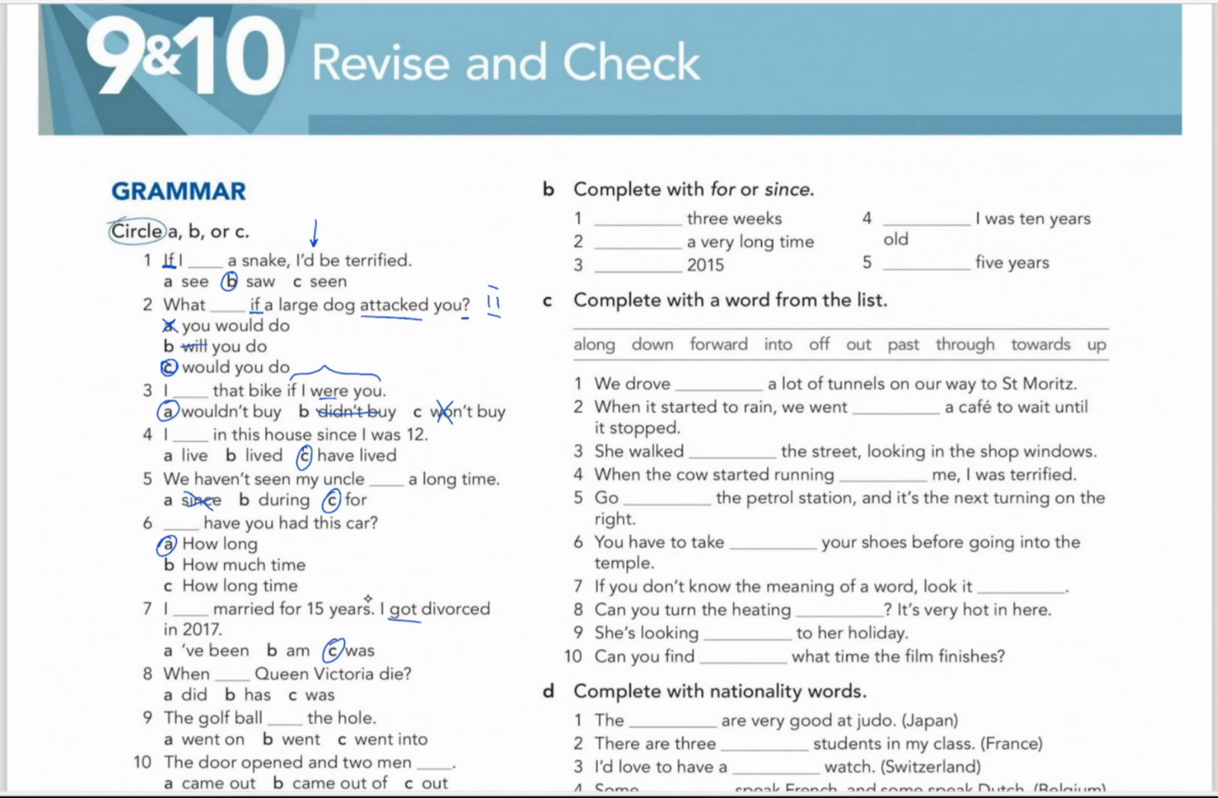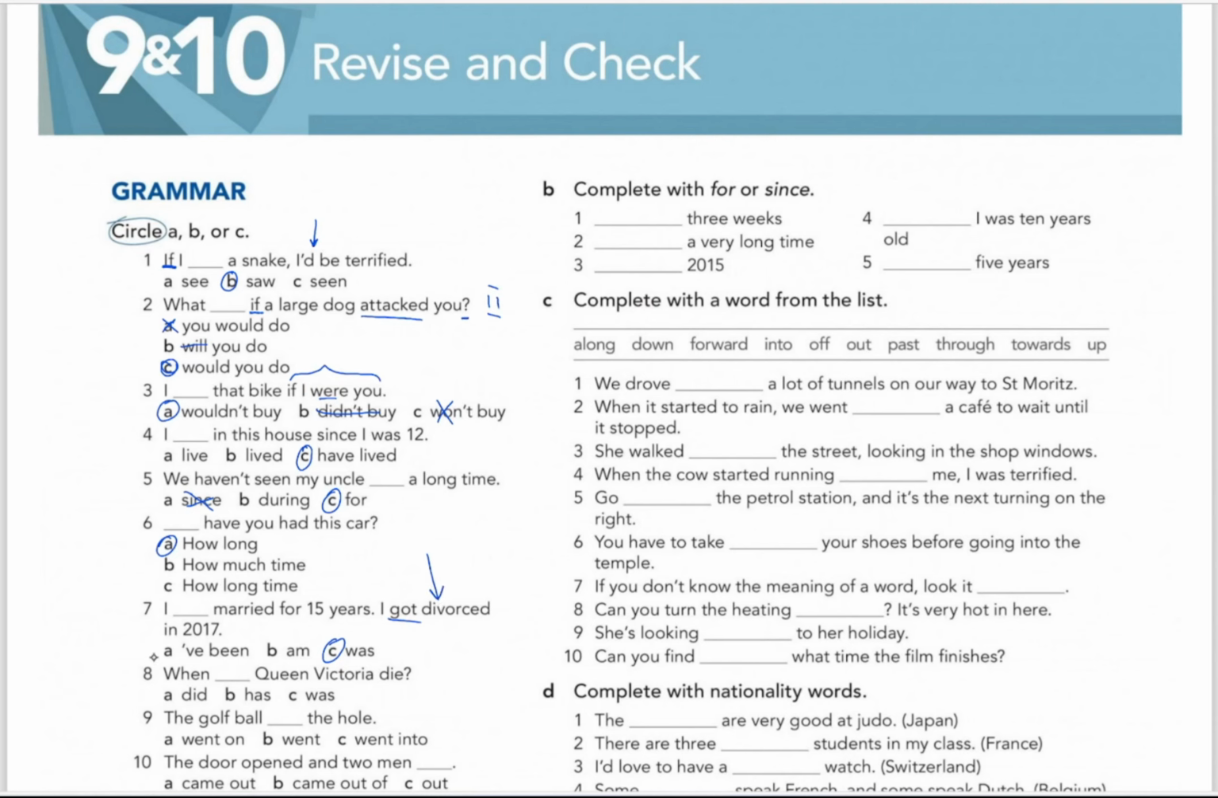Okay. If they were living until now, then I would say I have been because I'm still living. I'm still married. I've been. But in our case, I got divorced. So divorce happened. So we're going to go for C.